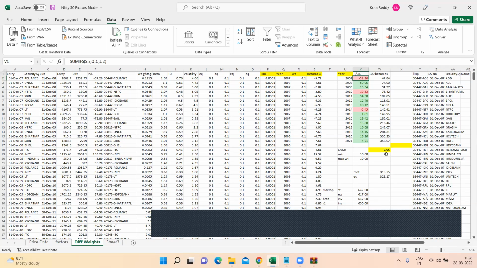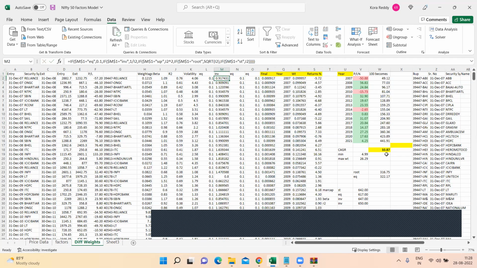Now you have different permutation and combinations. So this is equal weight. We know that a beta has a reverse effect. So we'll change it to: higher the beta, lower the weightage, lower the beta, higher weightage. We will change it to inverse. So the returns jumped from some number to some number.